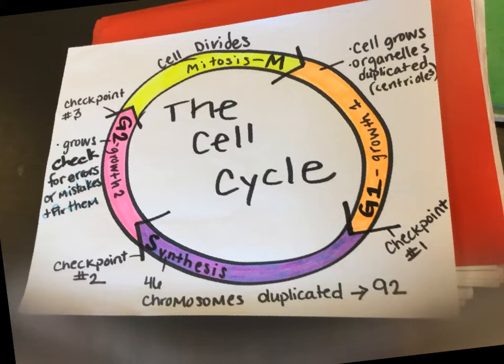And then you will reach checkpoint 2. Once you reach checkpoint 2, G2, also known as growth 2, checks for errors and mistakes. And then you will reach checkpoint 3. Then you will reach the last stage, which is when the cell divides in mitosis, in the last stage.